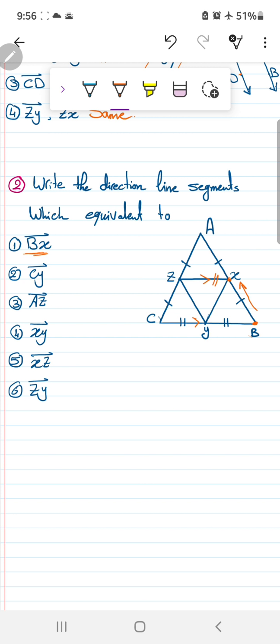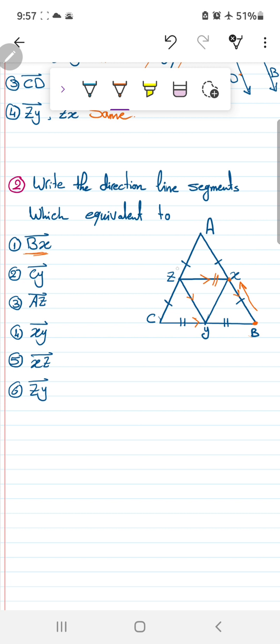So we search for the directed line segment that has the same length, the same norm and the same direction. To have the same direction, it must be parallel. Why? As we said, two parallel straight lines have the same direction. So we search for what is parallel to BX and has the same norm, the same length. So here BX is parallel to ZY.